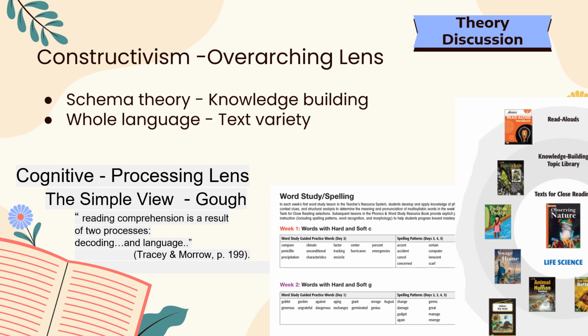Also, we saw evidence of the cognitive processing lens, and more specifically the simple view or Gough's model, which says that reading comprehension is a result of 2 processes, decoding and language. This is a program that is very rich in phonics instruction, and also vocabulary and meaning being taught, and language through texts that are read. And as the students practice listening and reading, they understand how language is being used through stories and informational texts.